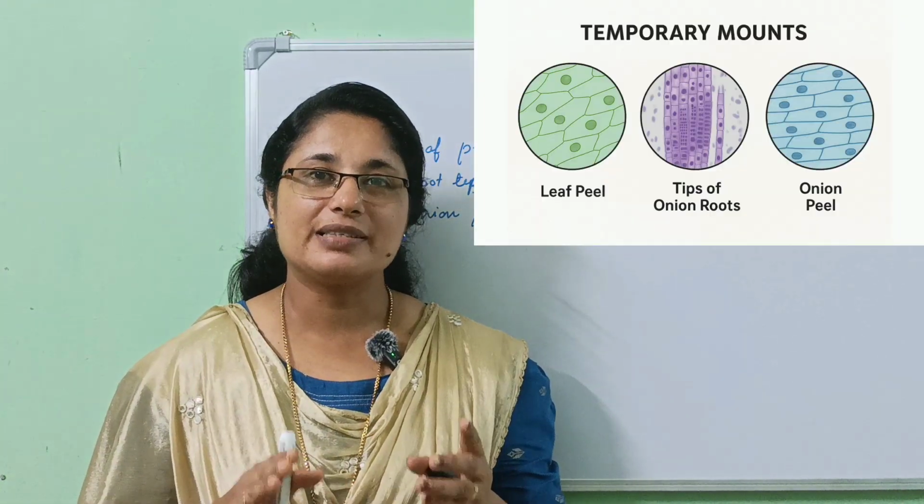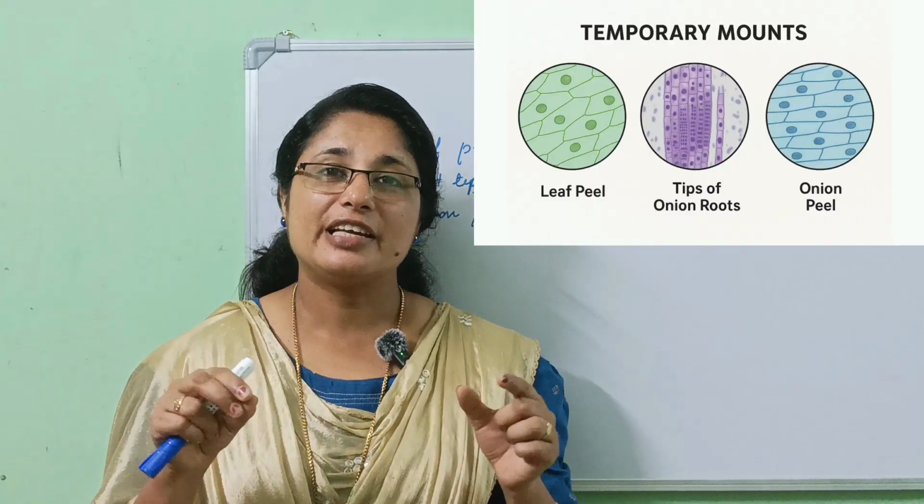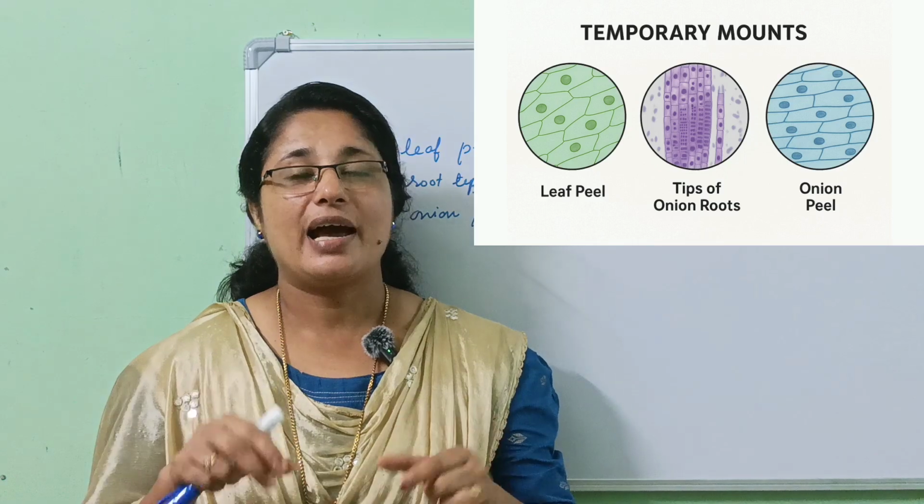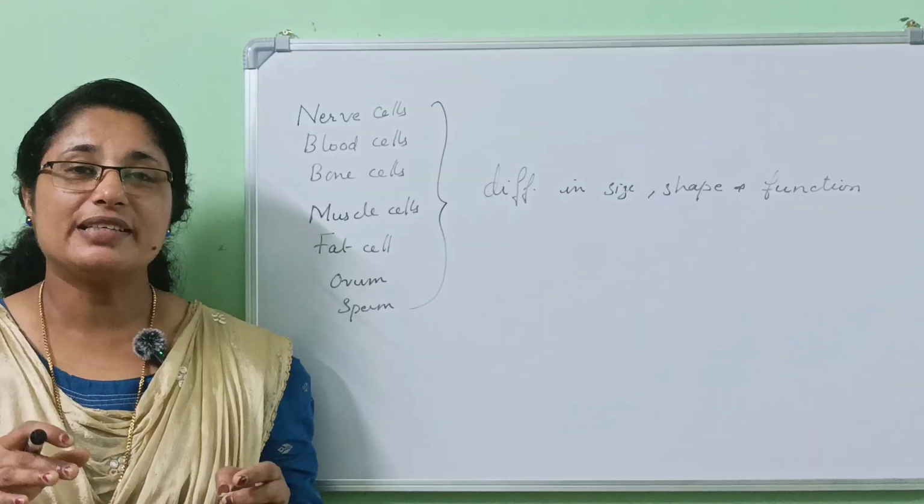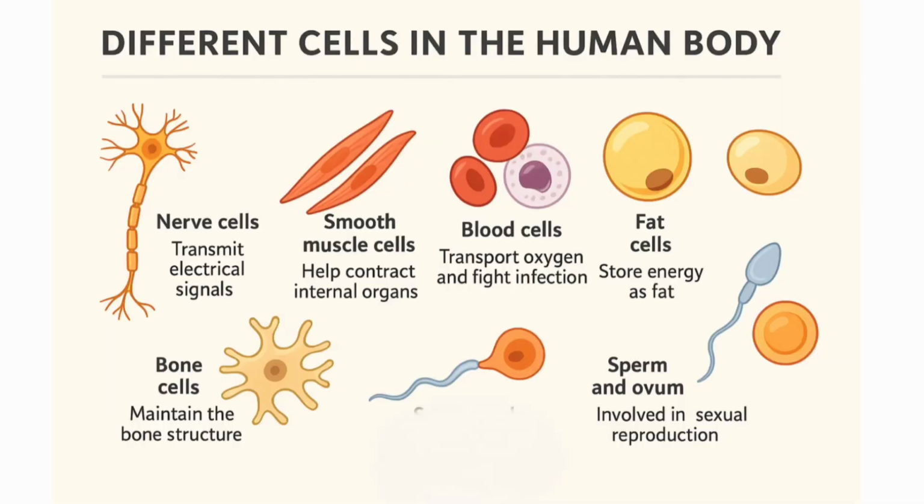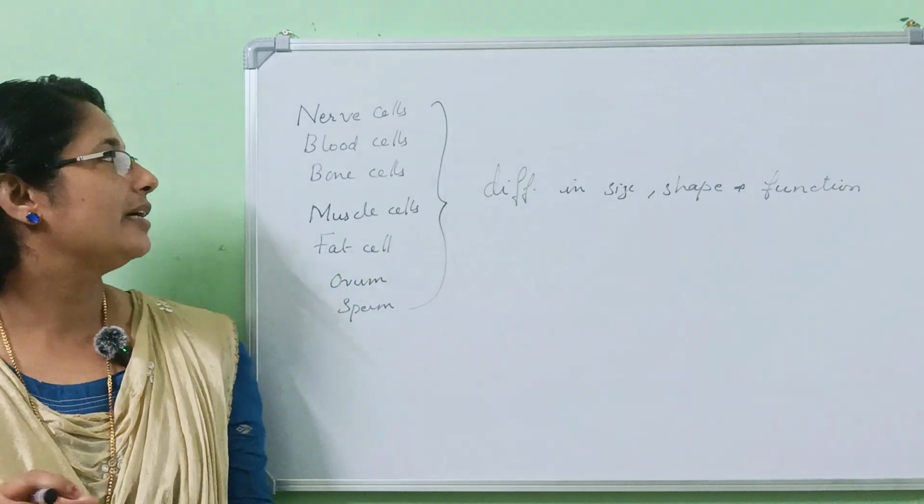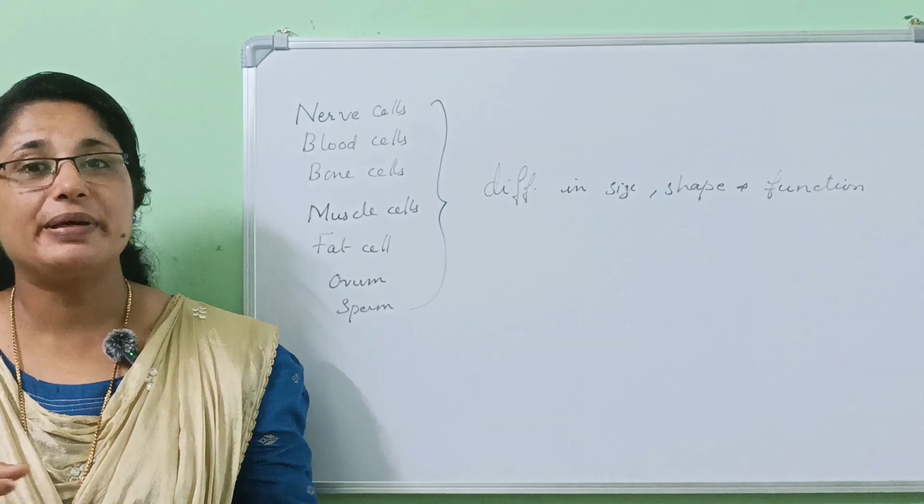By comparing different cells, we begin to understand how structure and function can vary even within the same plant, and how all of them still work together as a single organism. Do you know a single organism like a human has many cells like nerve cells, fat cells, muscle cells, blood cells, sperm, ovum, etc.? All are different in size, shape and function. The size and shape of each cell depends on the job it has to do.